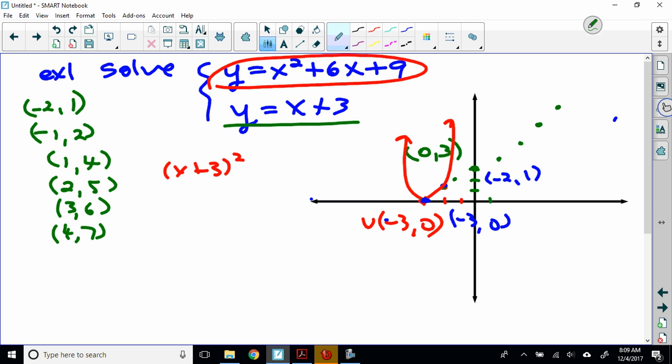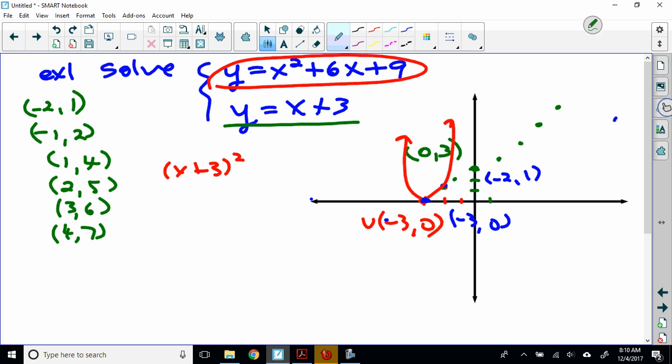So maybe you don't like graphing. Maybe you mislabel points when you graph like I did. Can somebody think of a quicker, more effective way to solve this? Let's think about what class we're in. Algebra.